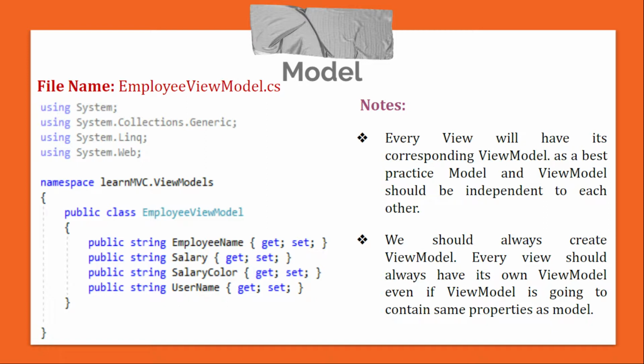Now, make a new folder, ViewModels, and add a new class file, EmployeeViewModel.cs, in it. After that, add some properties to the EmployeeViewModel class, using the following code.